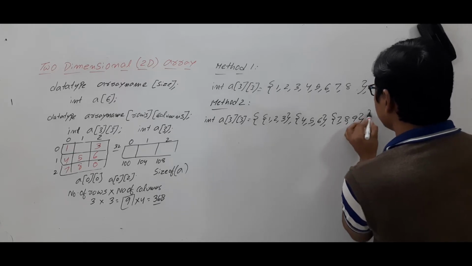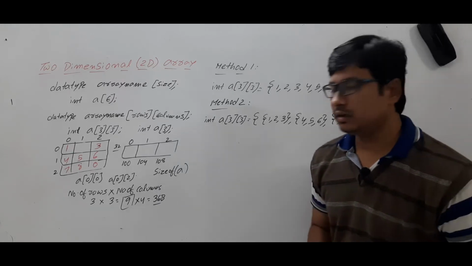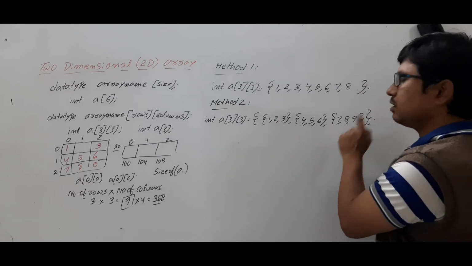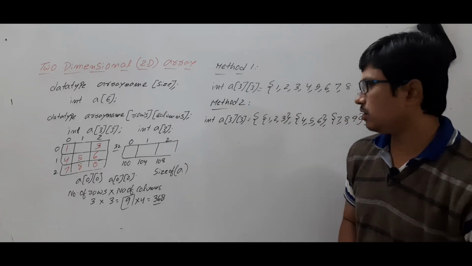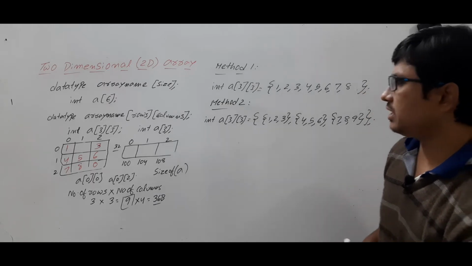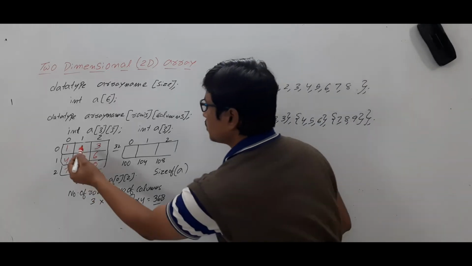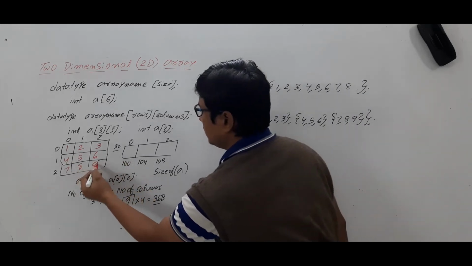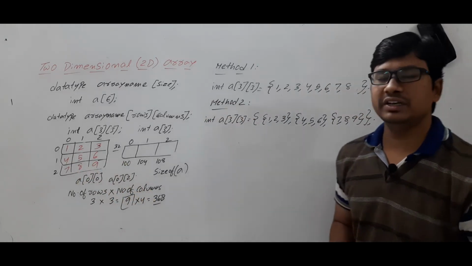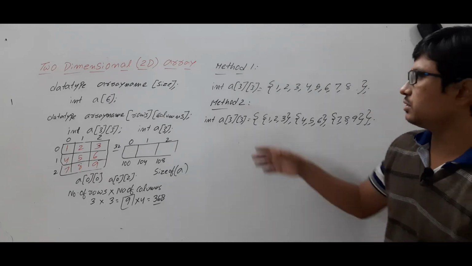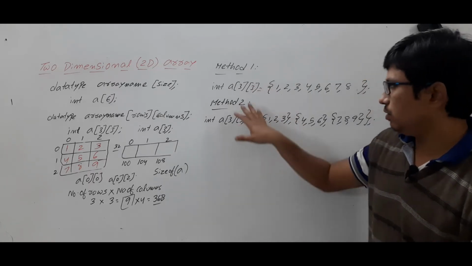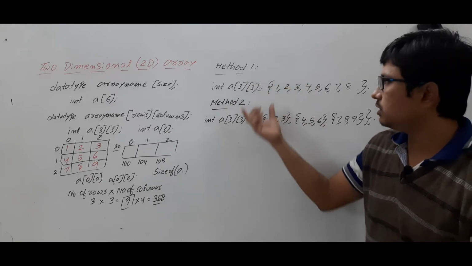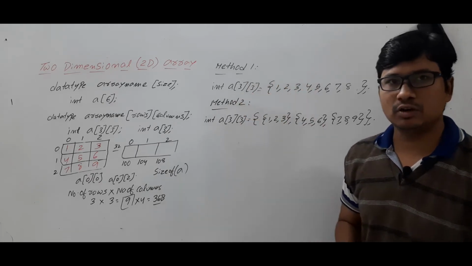Here you are specifying the first row elements, second row elements and third row elements. Is it clear? Are you able to understand? If you specify like this, the values will be stored as 1, 2, 3, 4, 5, 6, 7, 8, 9. These are the two methods of initializing the elements into the two-dimensional array. I hope you have understood these two. If you have any doubts related to these two methods, you can ask me in the comment section.